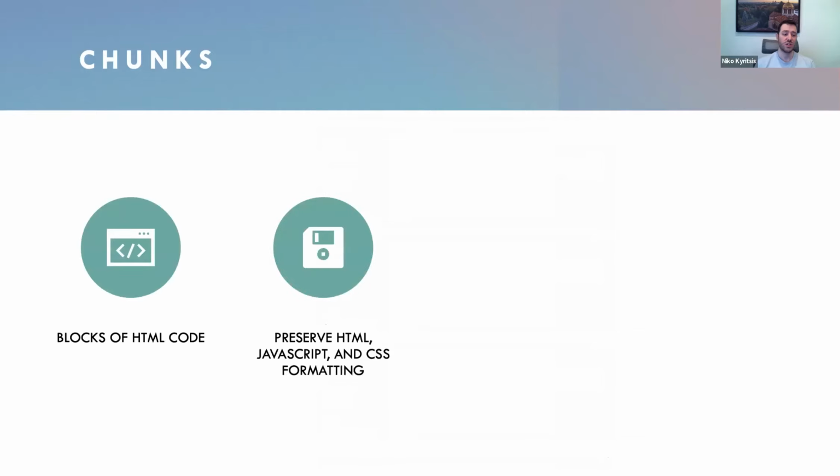Next up, we have chunks. Chunks are a block of HTML code that can be used for a variety of purposes. They make it very easy to preserve the HTML, JavaScript, or CSS formatting you have. One great use for chunks is if you've been given code from an external service or an external website and you want to add it to your own website. A lot of people have tried maybe getting code from PayPal or something like a Google Calendar embed, and you paste that right into the content of your site, and when you hit publish, something doesn't work quite right.